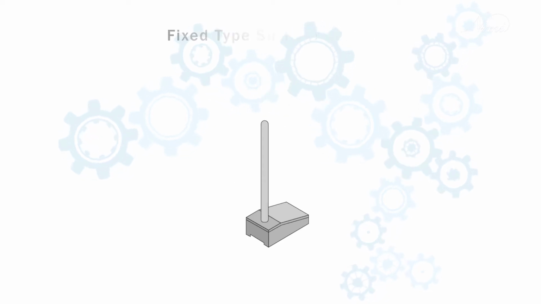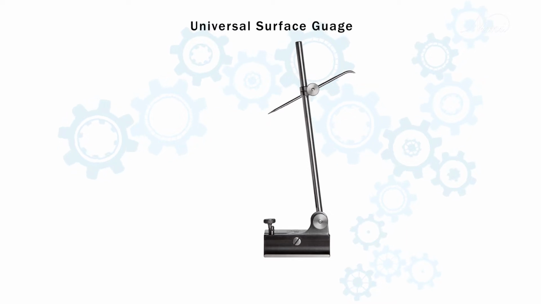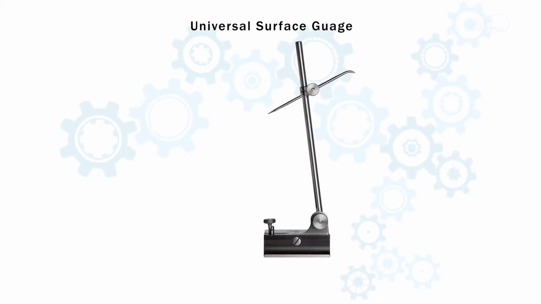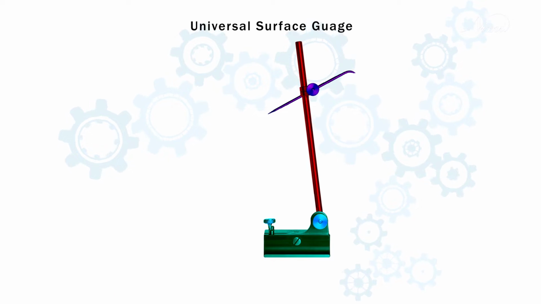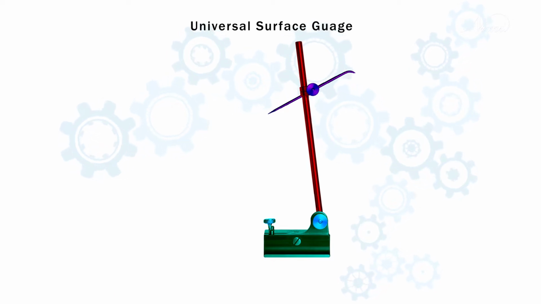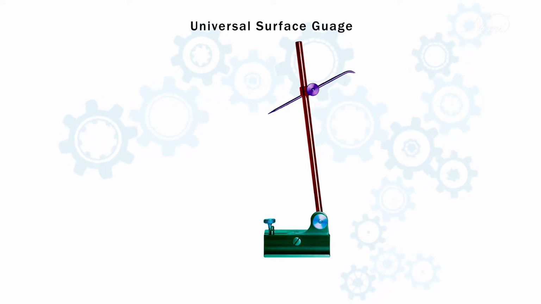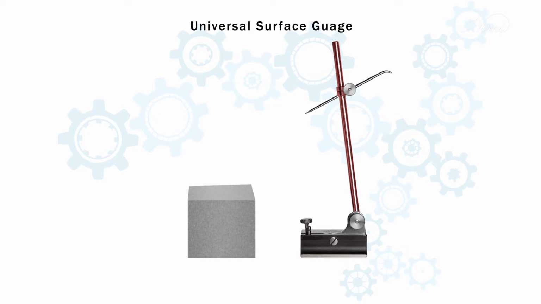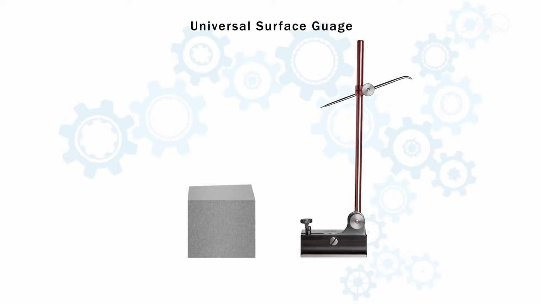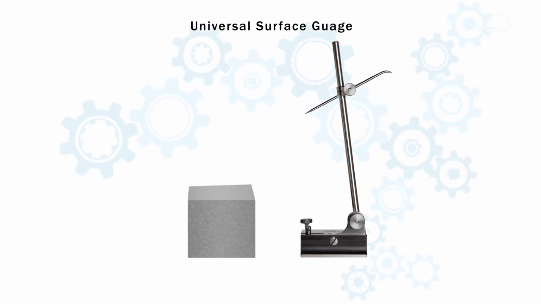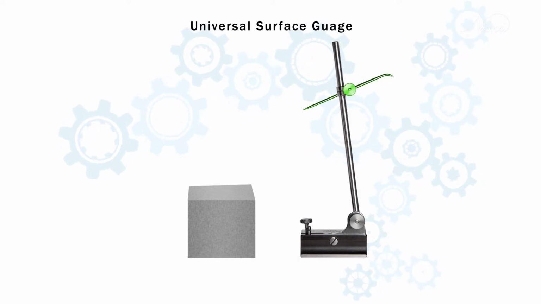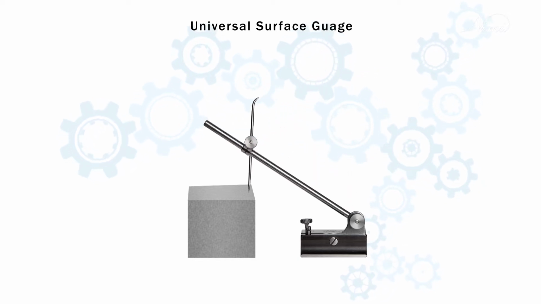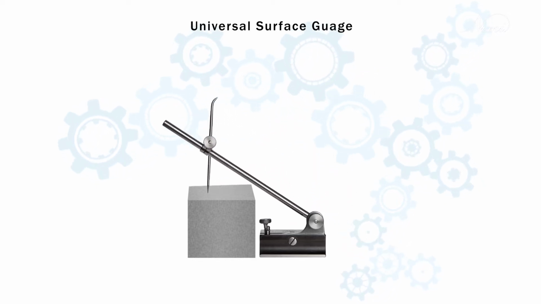Next we will see the universal surface gauge. The figure shows the diagram for the universal surface gauge. The universal surface gauge has some additional features along with the fixed type surface gauge. The first is that the spindle can be positioned at any place. Fine adjustment can be done very easily and quickly. It allows setting up of jobs parallel.